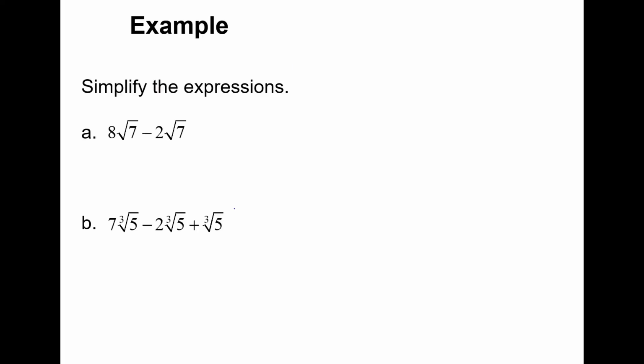All right, so here we're looking at subtracting, or subtracting and adding. Again, you have to have the same radicand and the index. So here we have square root of 7, square root of 7. So basically 8 minus 2, so 6 square root of 7.